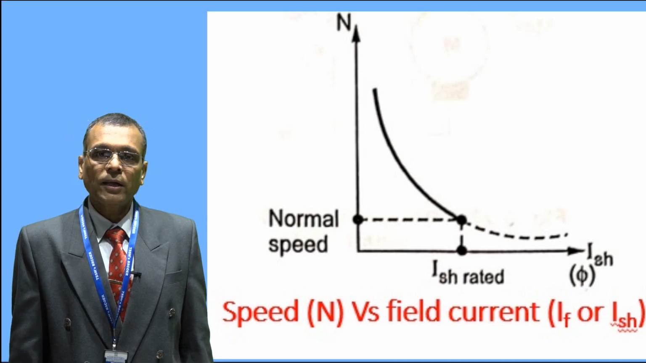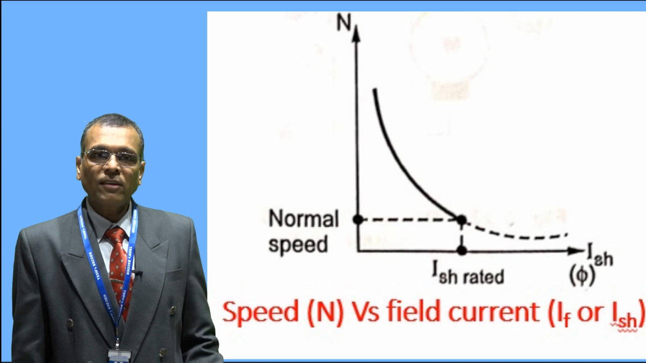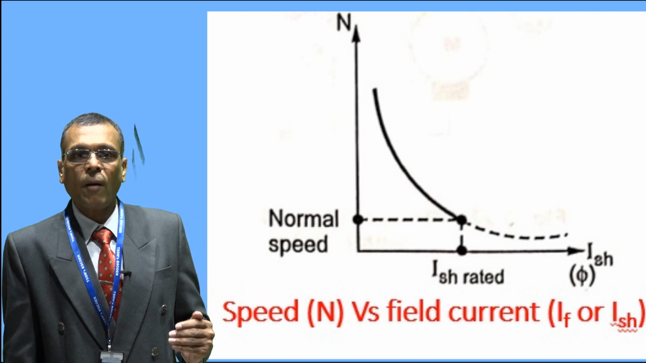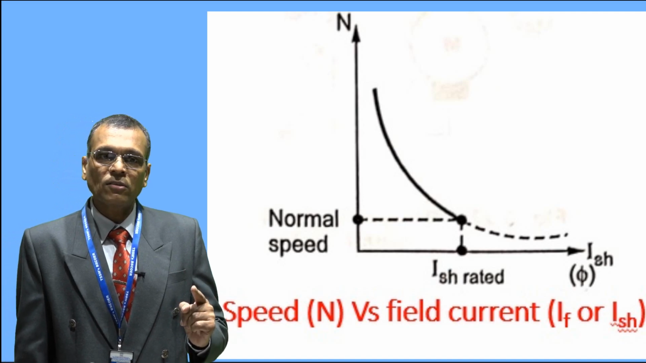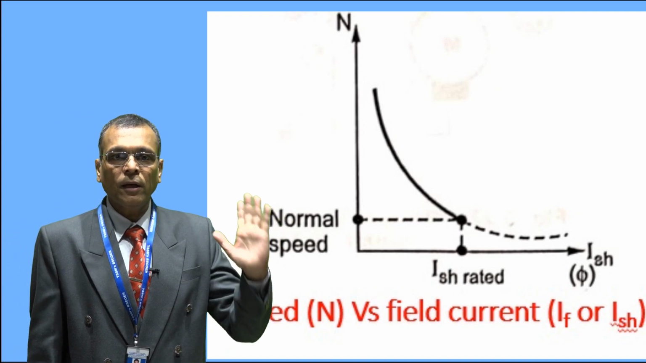From the graph, it can be easily seen that as the field current is reduced from its rated value to minimum, the speed increases beyond the rated value of the speed.